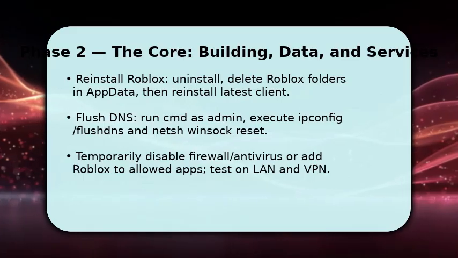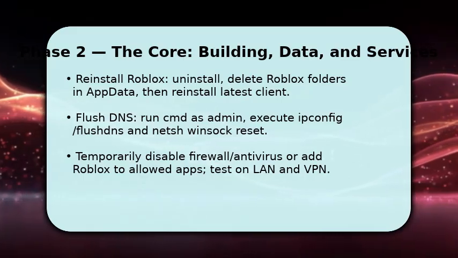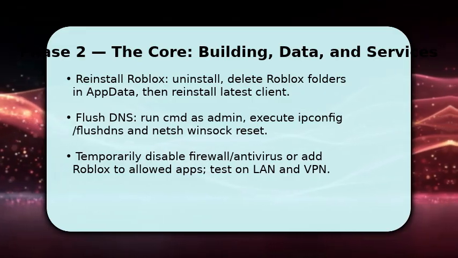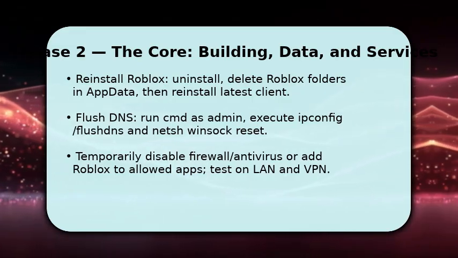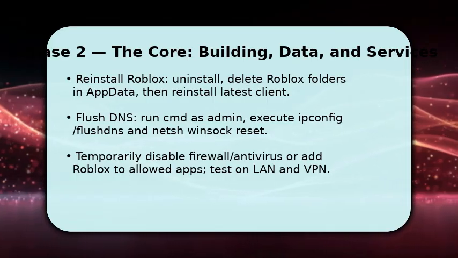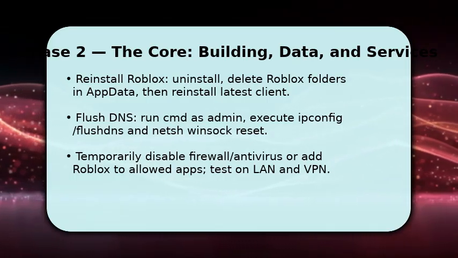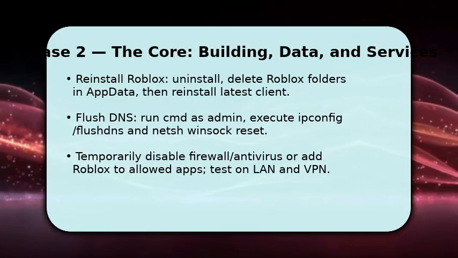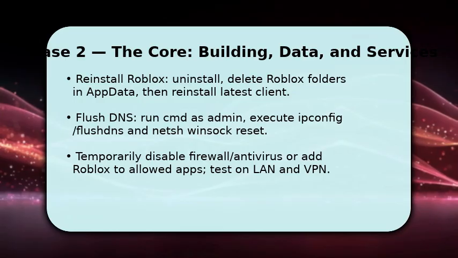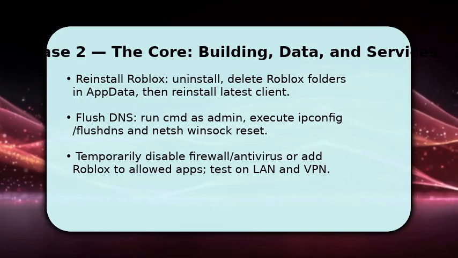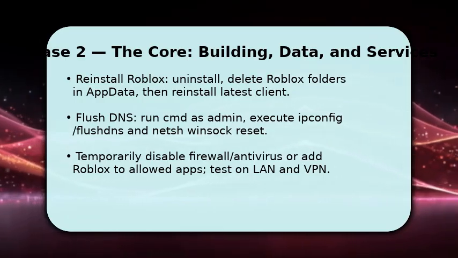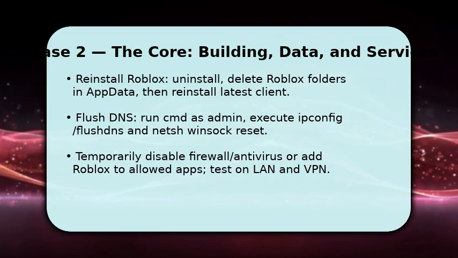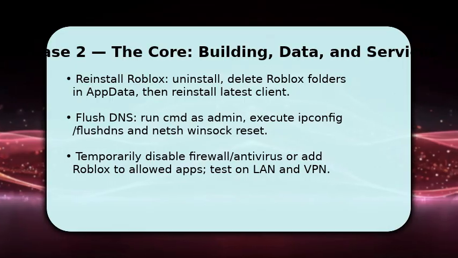Now you tackle client and network layers. Uninstall Roblox, remove Roblox folders in app data and local app data, then reinstall the latest client to eliminate corrupted files. Next, flush DNS and reset WinSock. Open command prompt as administrator and run ipconfig /flushdns, then netsh winsock reset, because DNS or socket corruption can trigger the unknown error. If problems persist, temporarily disable firewall or antivirus, or add exceptions for Roblox.